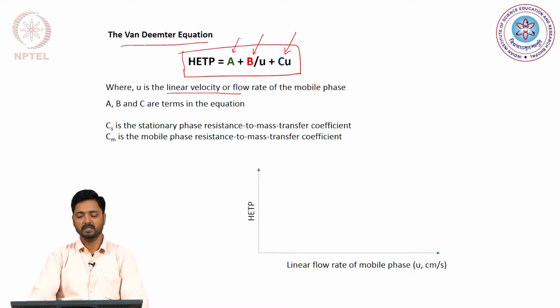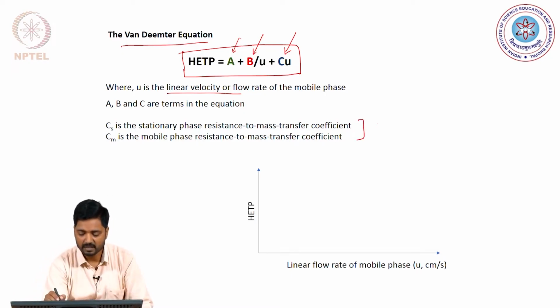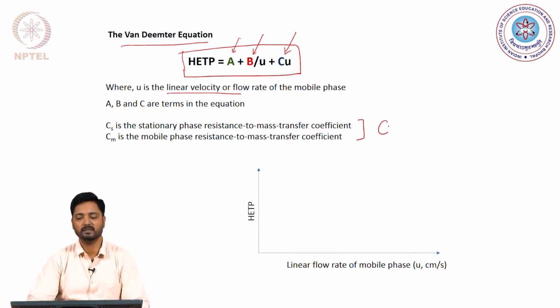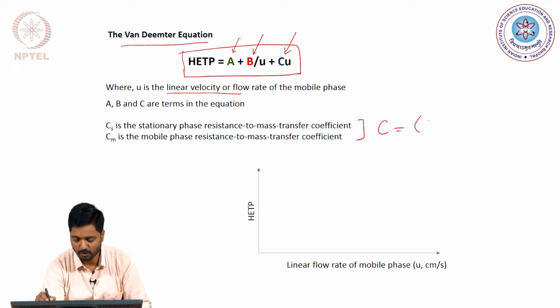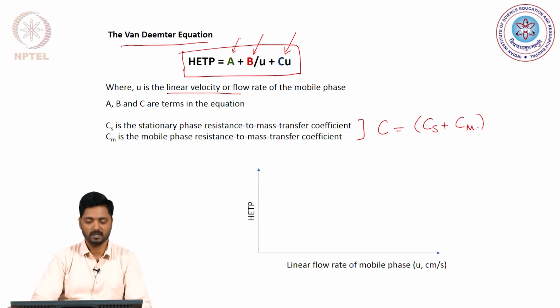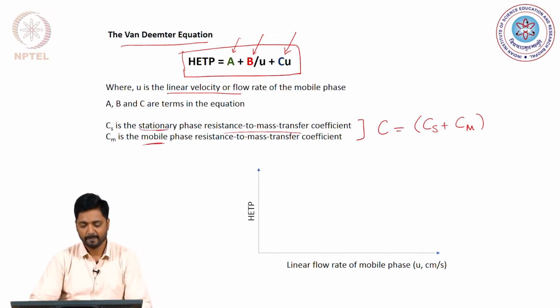At this moment it is important to also remember that the C term, the third term in this Van Deemter equation, is actually composed of two terms, the Cs and the Cm, where Cs is the stationary phase resistance to mass transfer coefficient and Cm is the mass transfer resistance for the mobile phase.